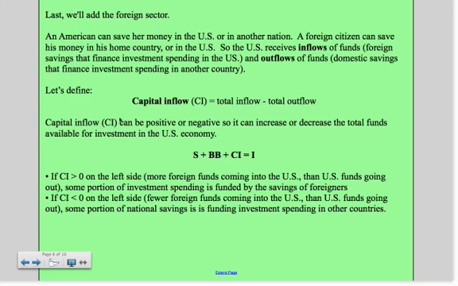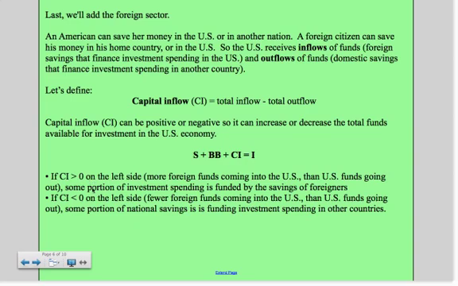Now, it can be negative or positive, so it can increase or decrease the total funds available for investment, because they're either here in the US or they're in other countries. So now we have private savings plus budget balance of the government plus capital inflow all equaling investment.